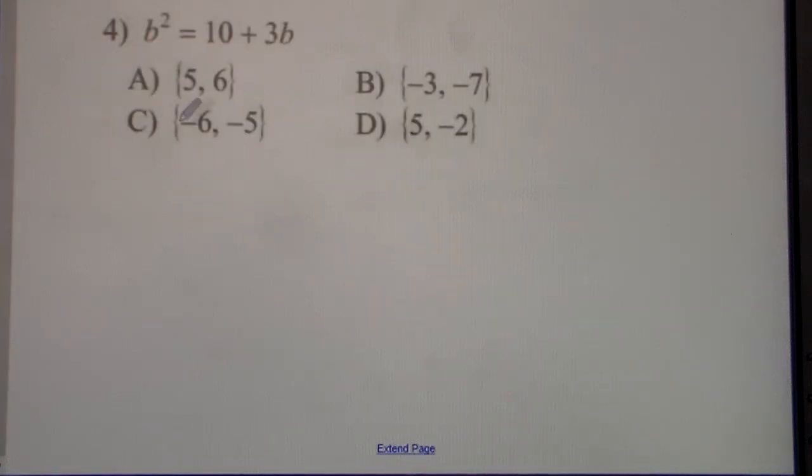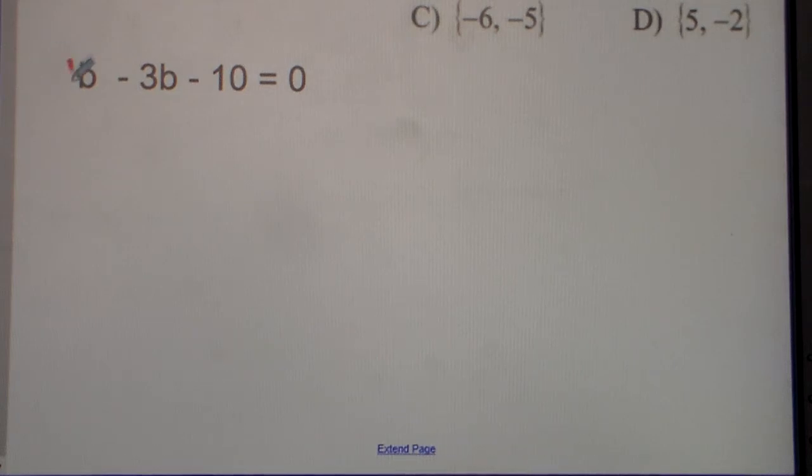One more. Last one here. We'll do problem number 4. All right, here's our last problem here. So we have b squared equals 10 plus 3b. We're going to subtract 3b from both sides and subtract 10 from both sides using our inverse operation skills that we learned early in the year. So this is 1b squared. Can't forget about that little squared guy. Minus 3b minus 10.